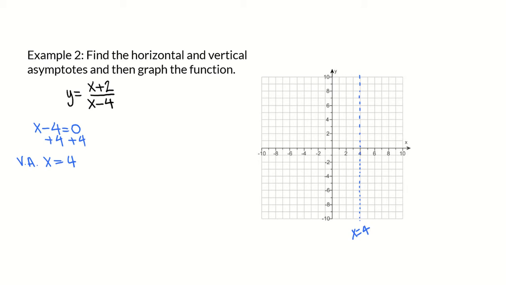Now the horizontal asymptote. We look at the highest power of x and ignore everything else. So in this case, we ignore the plus 2 and the minus 4 since the highest power of x is x to the 1. So ignoring the 2 and the -4, we have x over x, which we reduce to get 1. So the horizontal asymptote is y equals 1.